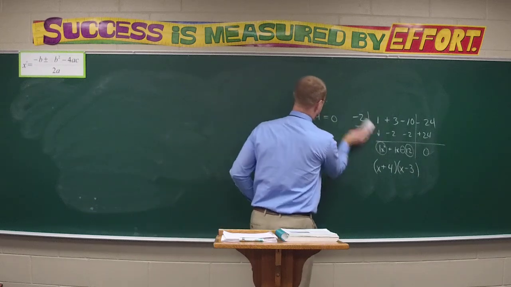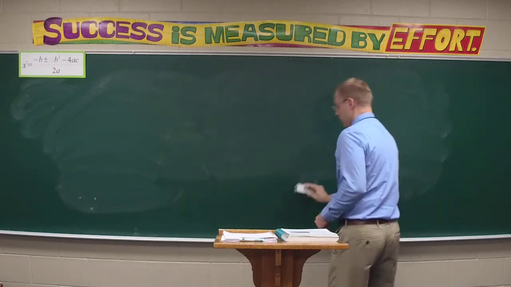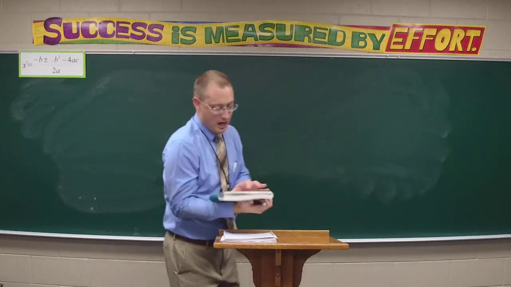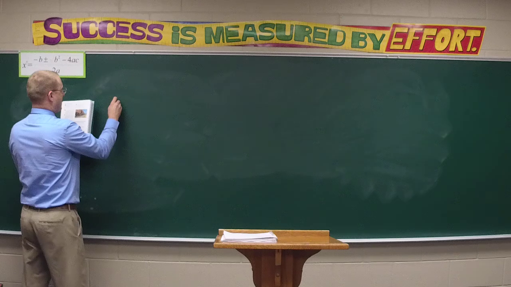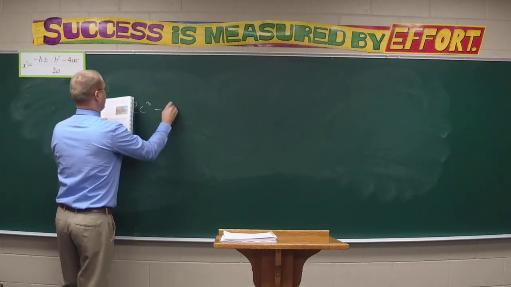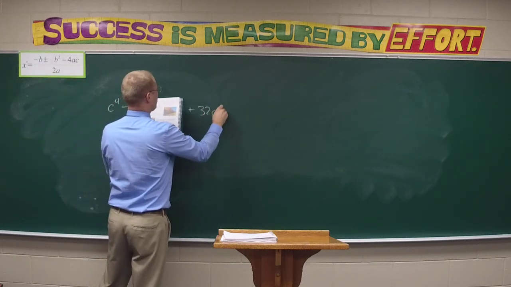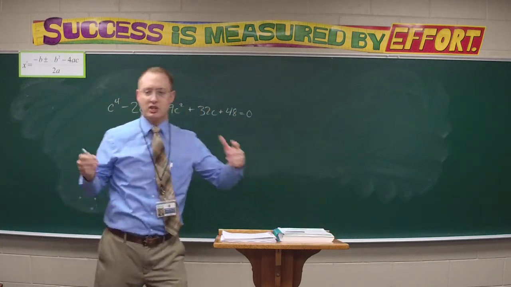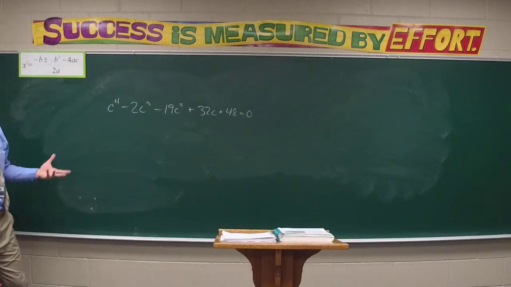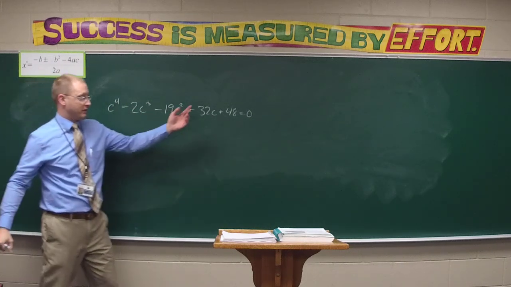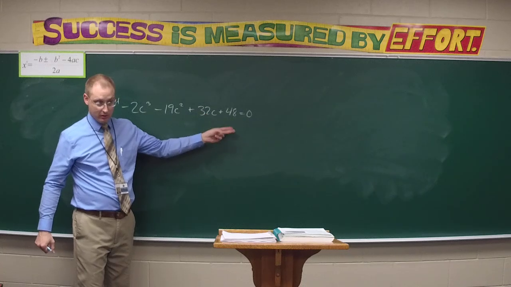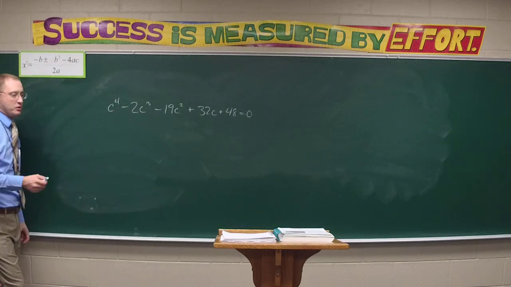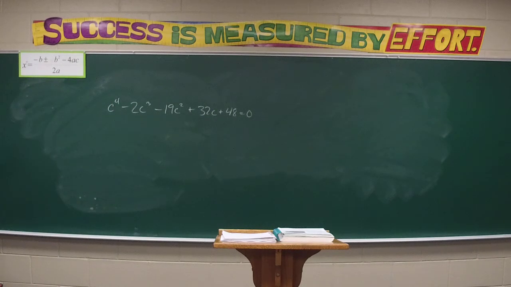All right, try that one. 42 on page 128. I'm dyslexic there. We've got c to the 4th, -2c cubed, -19c squared, +32c, +48 equals 0. I'm not going to make a list, but class, we can tell just looking at it, what are my possible rational roots here? Plus or minus 1, plus or minus 2, 3, 4. Yeah, and that's probably plenty, right? If it takes us past those 8, we're in real trouble.